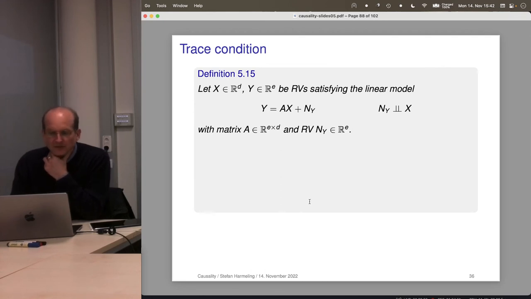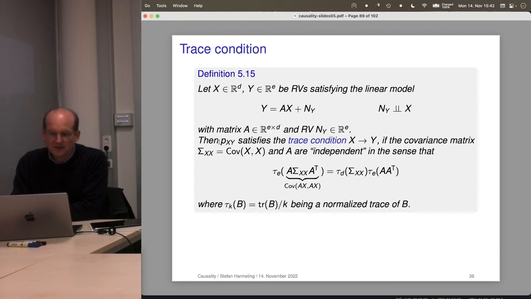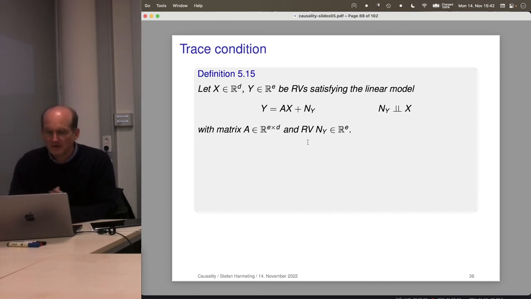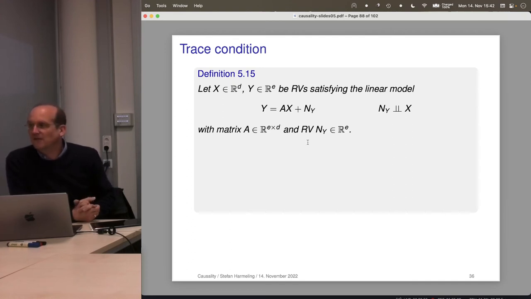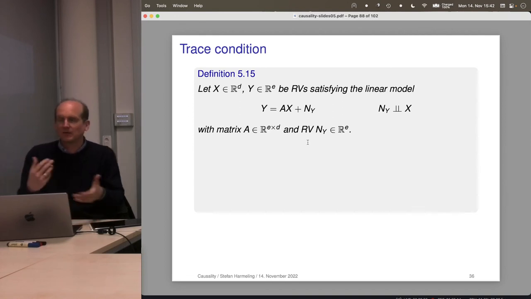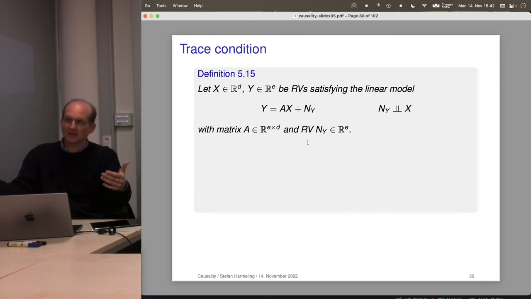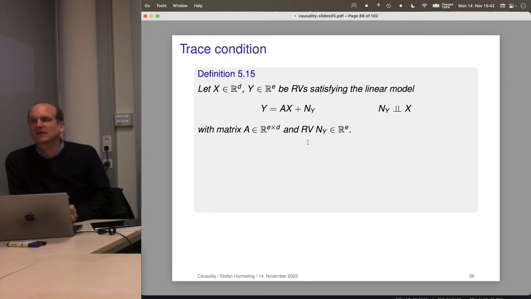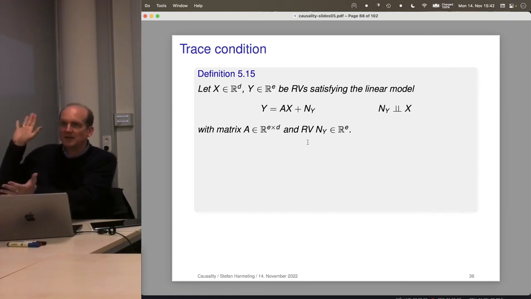Let's get to the trace condition, okay? Again, we do some definitions where we say a joint distribution satisfies a certain assumption, and in that case we can show something. Okay, let's start. So now we are in high dimensional. So far we typically talked about scalar random variables. That's where we can typically do a good regression from one to the other and the other way around. Or also the IGCI, everything was just univariate. The trace condition is now an idea that lives in a high-dimensional space.